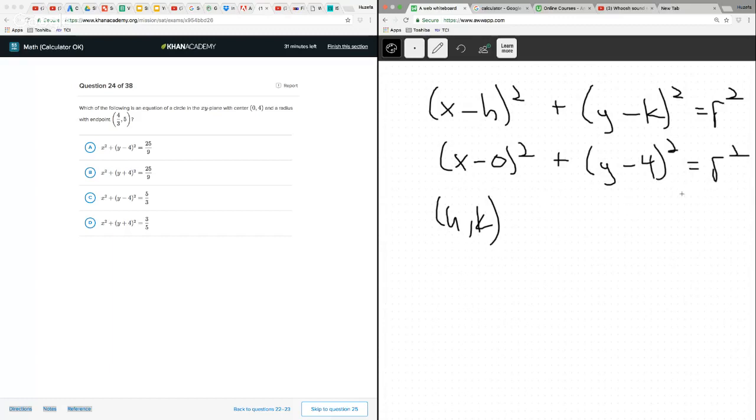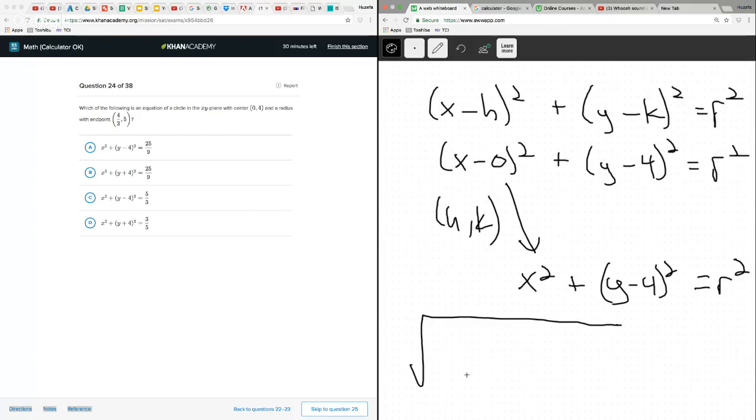We're almost there, but we don't know the radius. By the way, x minus 0 is just x, so x squared plus (y minus 4) squared equals radius squared. So we can right off the bat eliminate D and B. So it's one of these two. The question is, what's the radius? The radius is going to be the distance from here to here. We've got to use a little distance formula.